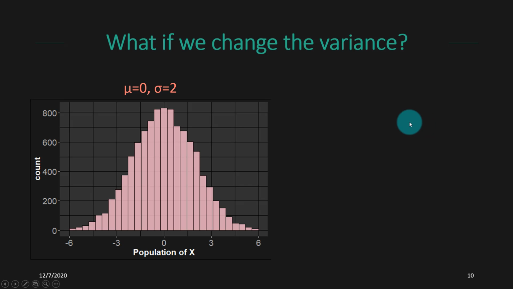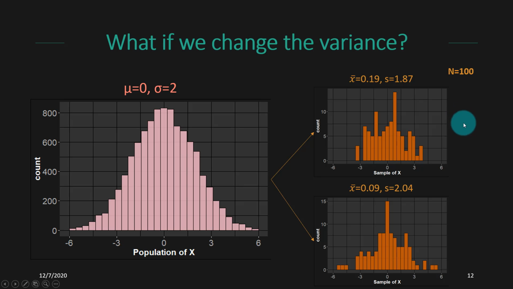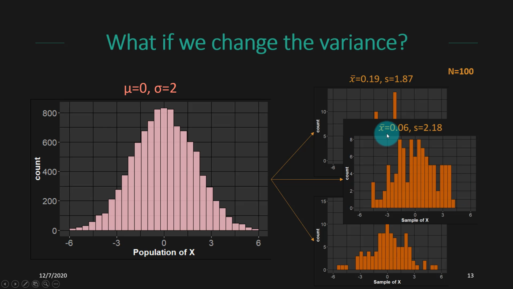Now, the other thing to keep in mind in terms of what's going to have an influence on the distribution of sample means is the variance of this original population. So if I change the variance now to be a standard deviation of 2 in the parent population, you can see, again, in a sample of 100 people, I've got a mean of about 0.19, standard deviation of 1.87, right? Then a mean of 0.09, standard deviation of 2.04, then a mean of 0.06 and a standard deviation of 2.18. So by changing this variability, now I have more variability in the means of my individual samples, and naturally the standard deviation within each of my samples has gotten bigger.